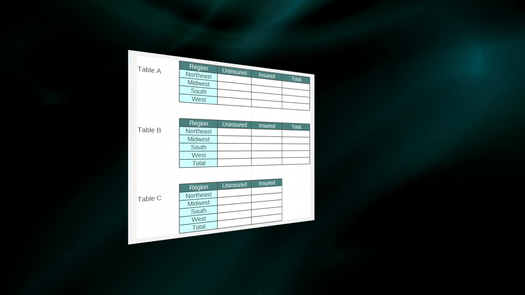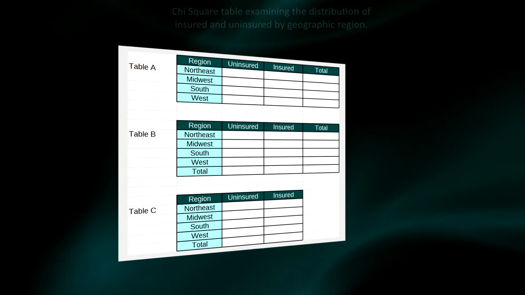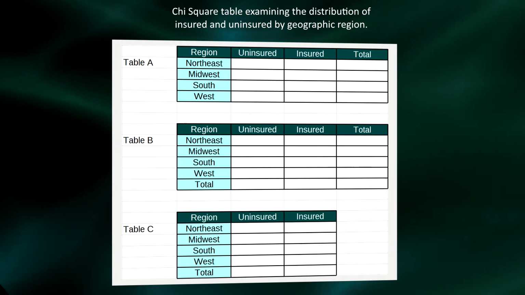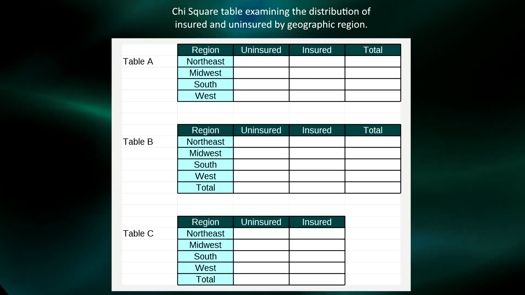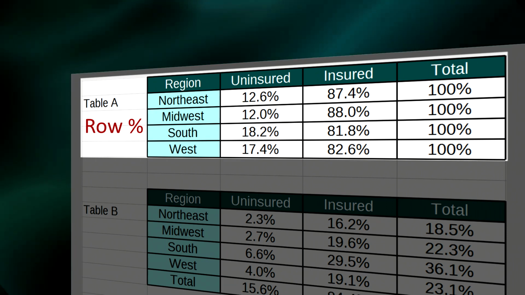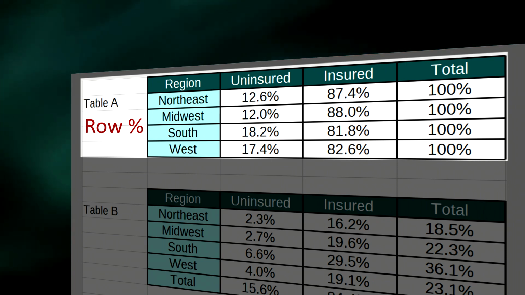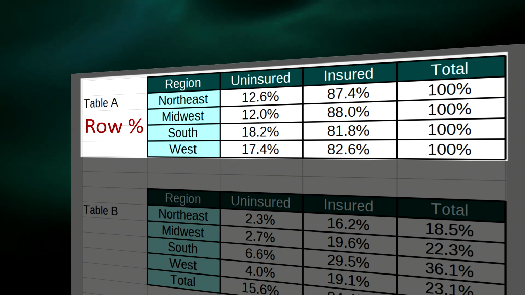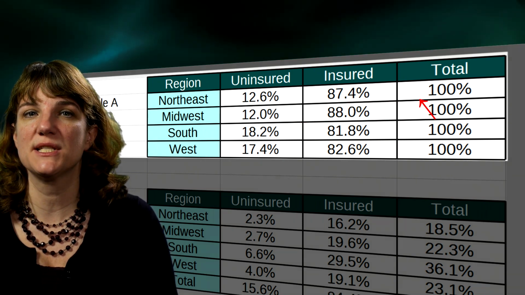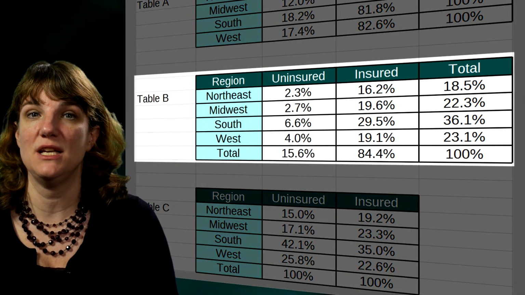Before we try to interpret this output, let's look at 3 tables that calculate different percentages. For our example, we're going to use percentages from a chi-square table examining the distribution of insured and uninsured individuals by geographic region. Table A shows row percentages. Each cell includes the percent of observations within each row, that is, within region Northeast, Midwest, South, and West, that are either insured or uninsured. As you can see, adding across the rows gives us 100% of the observations within region. Table B includes the total percent of observations in each cell.